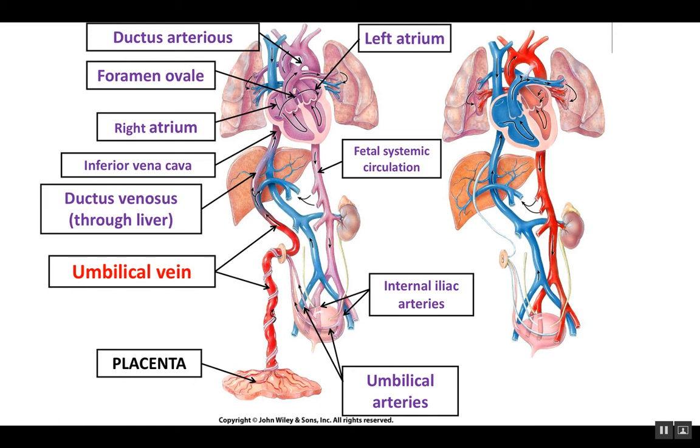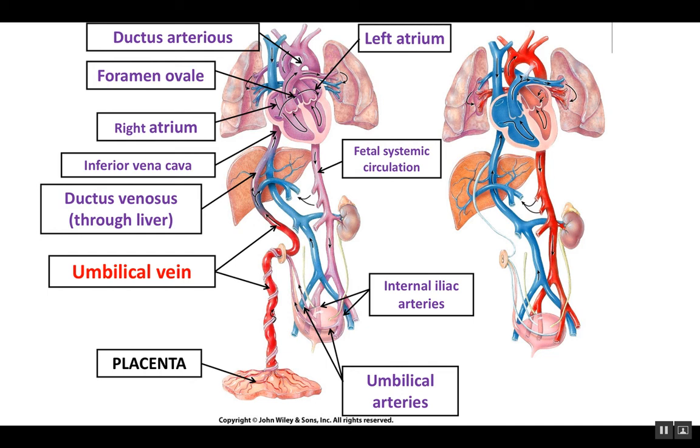So the most important things here would be to know exactly what the umbilical vein is, know exactly where it eventually goes, which is the inferior vena cava, and where these umbilical arteries come from. They come from the fetal internal iliac arteries.